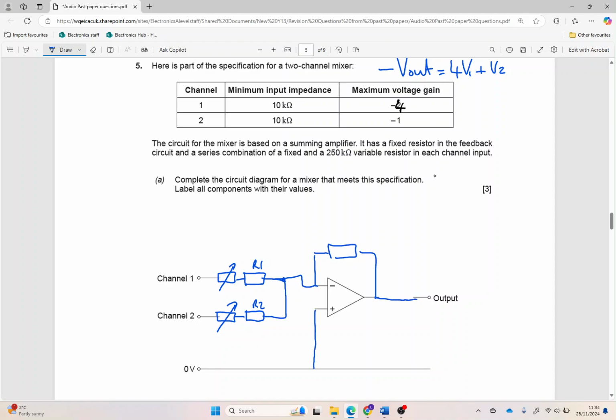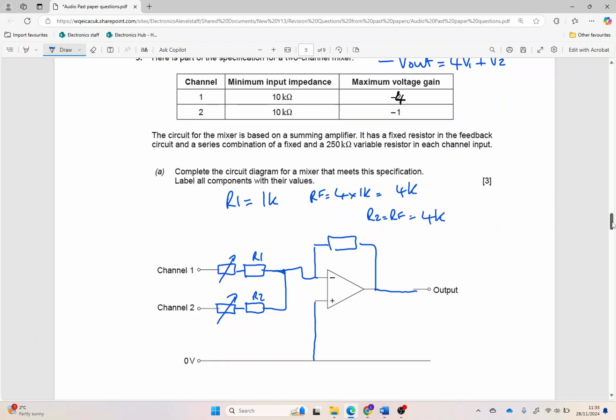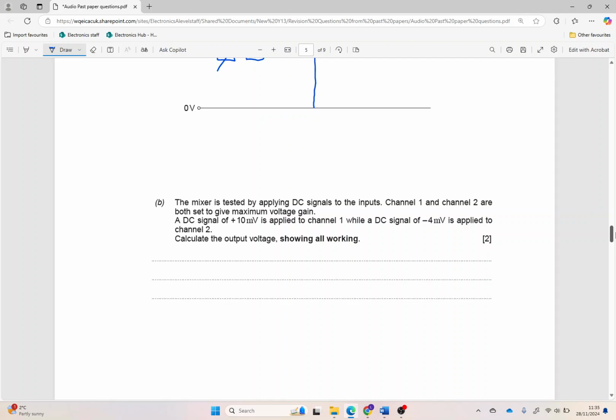Okay, so channel 1 has got the minimum resistance. So if we let R1 equal 1k and it's got a gain of 4, RF is going to be 4 times 1k, which equals 4k. And as channel 2 has a gain of 1, therefore R2 equals RF, which equals 4k. Okay, right, so we just slot the values in.